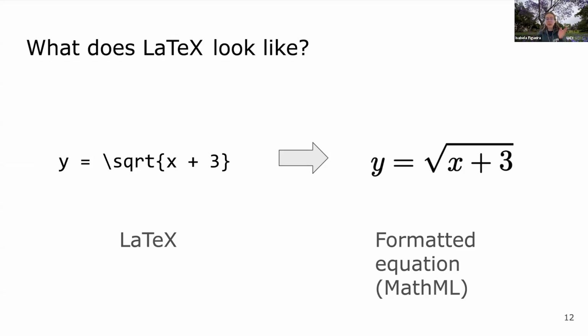And then on the right, you can see this formatted equation. It's y equals the square root of x plus 3 with the line above it. So with LaTeX, you write this code and then word processors like Microsoft Word or HTML, the browser, turns that code into a pretty formatted math equation that is also navigable with a screen reader.